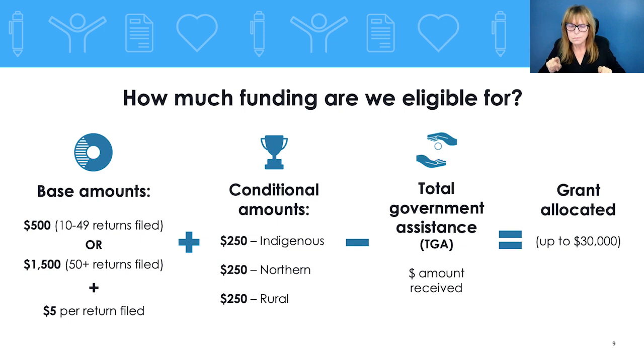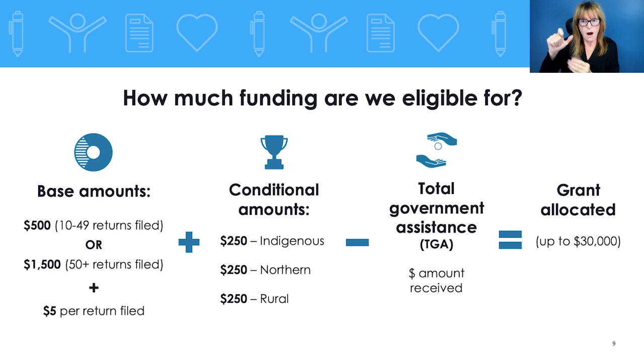In May of 2023, we updated the funding formula to increase the amount of money awarded to eligible organizations through the grant each year. Under the new formula, all organizations receive a base amount of funding. The base amount is $500 for organizations that filed 10 to 49 returns, or $1,500 for organizations that file 50 or more returns, plus $5 per federal tax return filed.